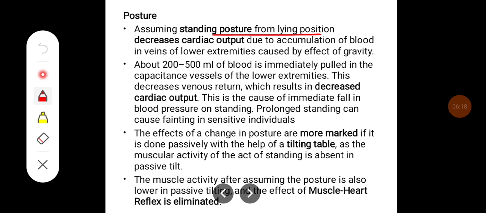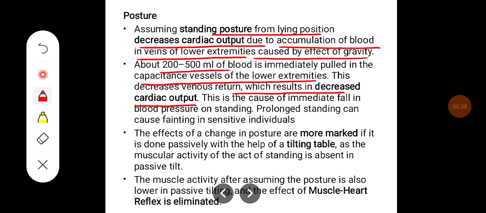Assuming standing posture from lying position decreases the cardiac output due to the accumulation of the blood in veins of lower extremities caused by the effect of gravity. About 200 to 500 ml of blood is immediately pulled in the capacitance vessels of the lower extremities. This decreases the venous return and results in decreased cardiac output. This is the cause of immediate fall in blood pressure on standing. Prolonged standing can cause fainting in sensitive individuals.